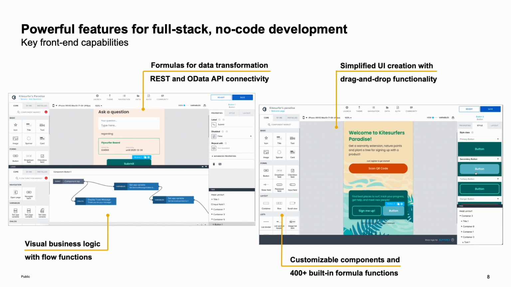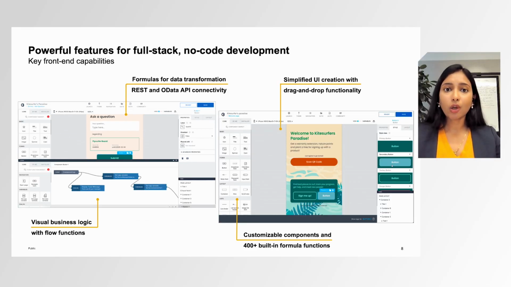Let us now look into the powerful features that SAP Build Apps has to offer. The front-end capabilities include simplified creation of UIs with drag and drop functionality, integration with external data using predefined integrations and custom connectors, ability to create any logic with flow functions, and we have support for over 400 built-in formula functions, and vast enablement opportunities and community support to help no-coders get started on rapidly creating and distributing sophisticated enterprise apps.